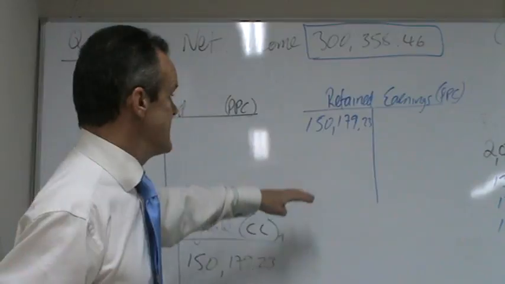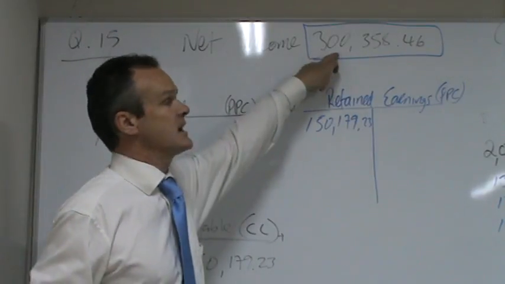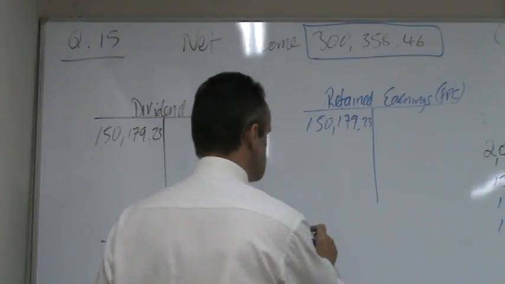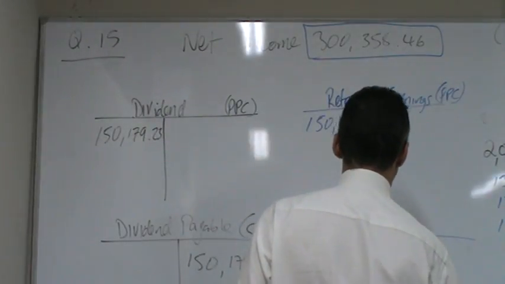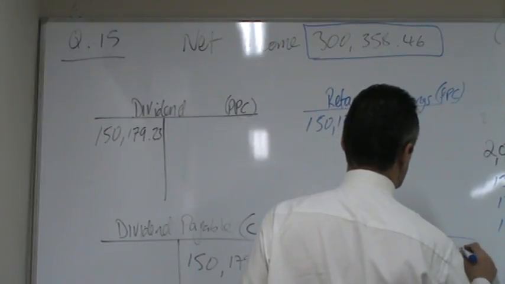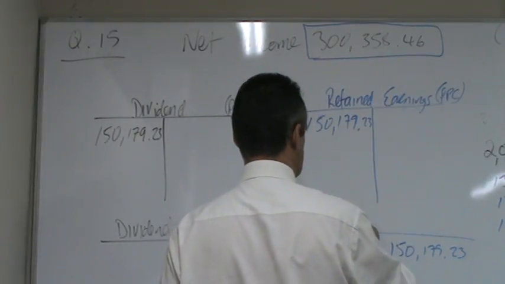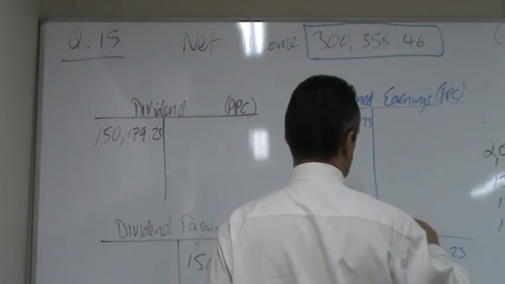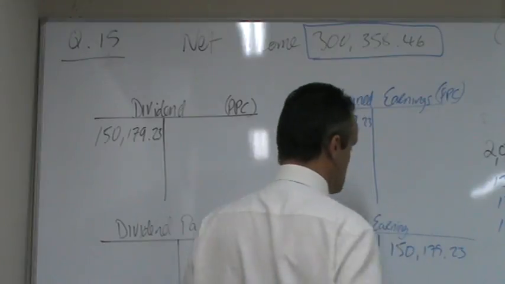And this now means that these two costs being taken away from our profit brings our income statement back down to 0, and we need to account for it. Now again, we know 150,179.23. We know that it's a retained earning. All we have to do is figure out where it's going to go.